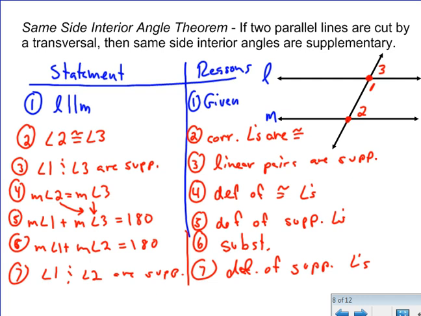There are other ways you could have done this. You could have used the alternate interior angle theorem if it's already been proven for you. And there are a few other ways that you could have gotten there as well.